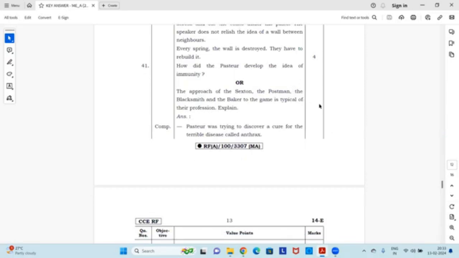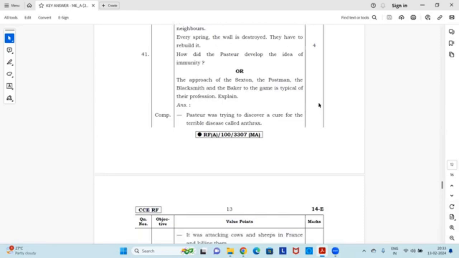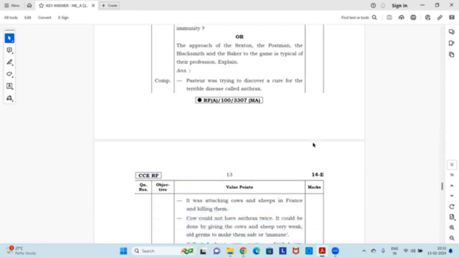The approach of the sexton, the postman, the blacksmith, and the baker to the game is typical of their profession. Explain. Okay, let's see one by one. About Pasteur, we'll look first. Pasteur was trying to discover a cure for the terrible disease called anthrax.